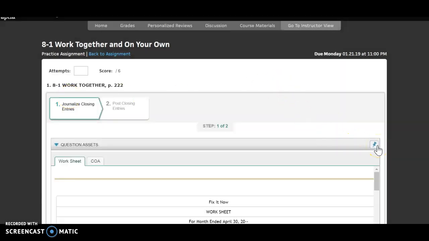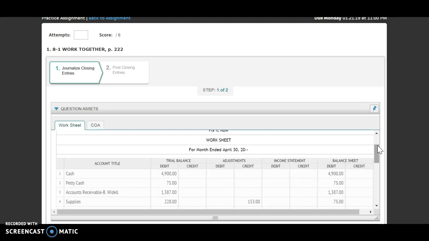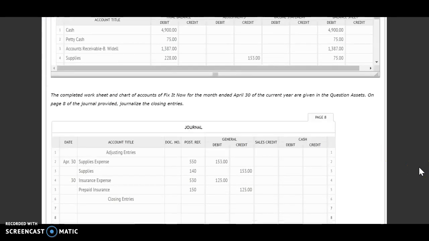So we have 2 steps here. Our first step is we are going to be journalizing our closing entries. It says the completed worksheet and chart of accounts of Fix It Now for the month ended April 30th of the current year are given in question assets. On page 8 of the journal provided, journalize the closing entries.